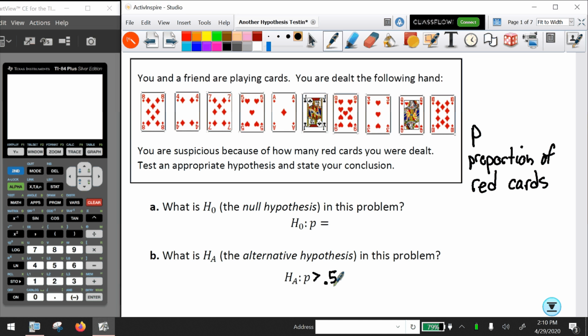The null hypothesis is always the boring situation. In this case, that nothing has changed. This is a normal fair deck of playing cards that has 50% of them that are red. So our null hypothesis is a normal deck of playing cards, and the alternative hypothesis is that this may be a deck of playing cards that has more red than normal.